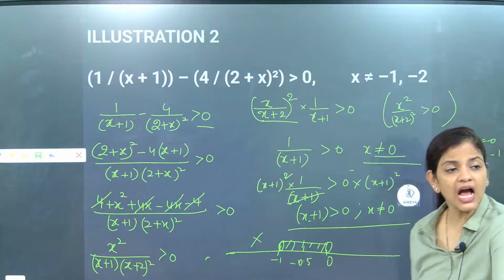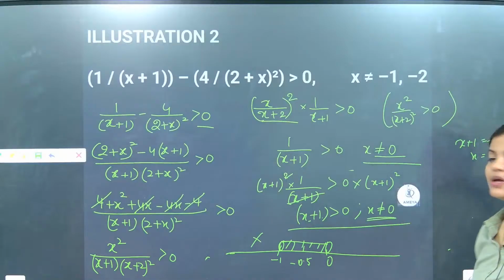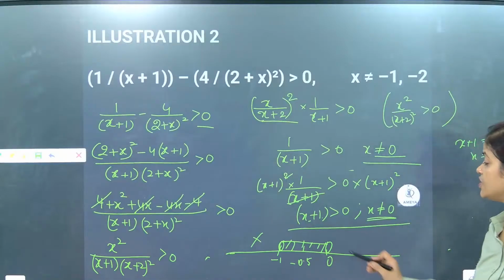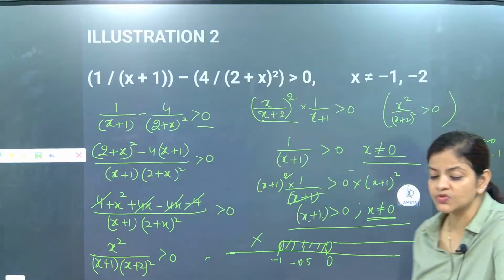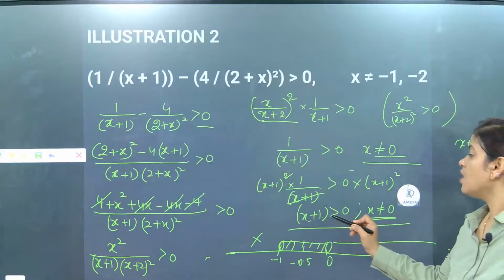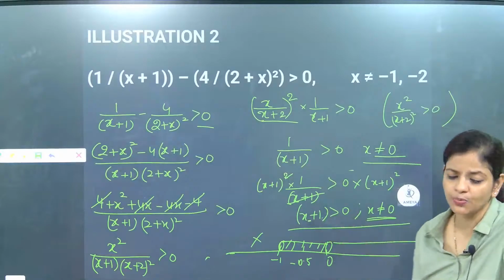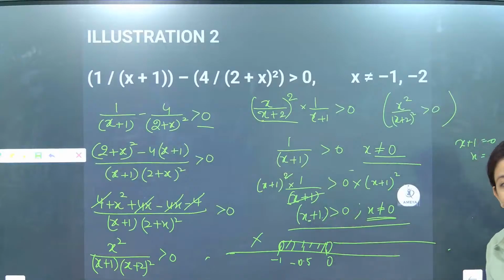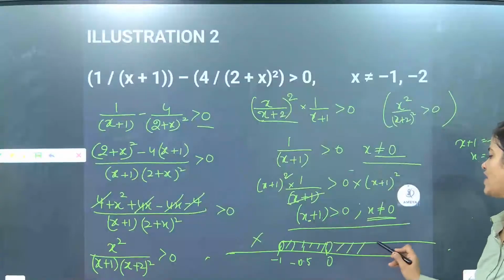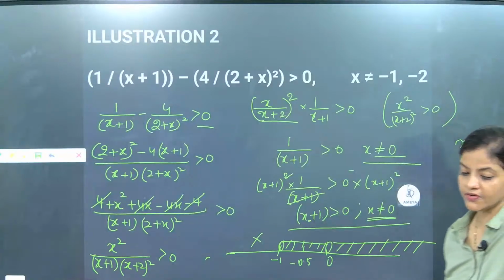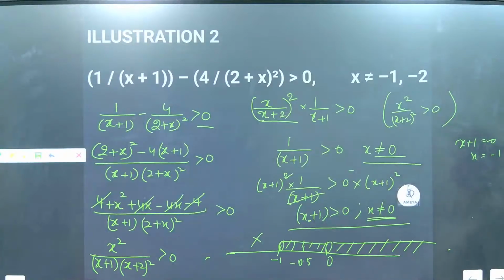But after 0, because x should not be equal to 0, whatever values are there after 0, we can include. Why can we include all the values after 0? Because whatever positive value of x you put, it will always become positive only. So all the values will be inclusive.